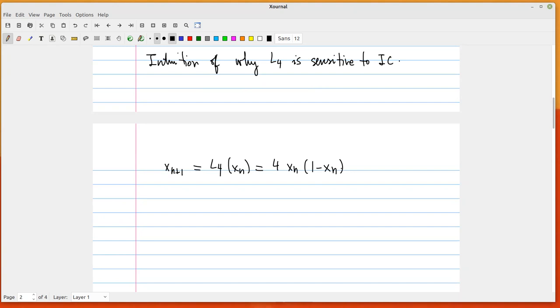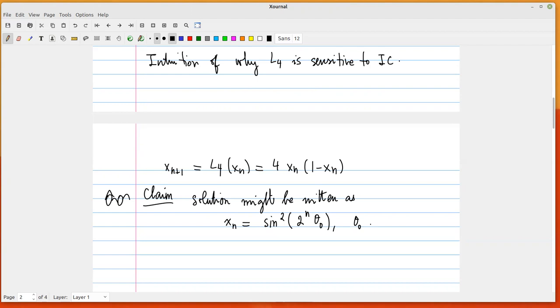Right, and I claim that, I let you check that this is true as a side exercise activity. I claim that you can write down explicitly the orbit of this system using some basic trigonometric relationships. So I claim that the solution might be written as x at time n is equal to sine square of 2 to the power n theta 0, where theta 0 is such that sine square of theta 0 is equal to the initial condition x naught.